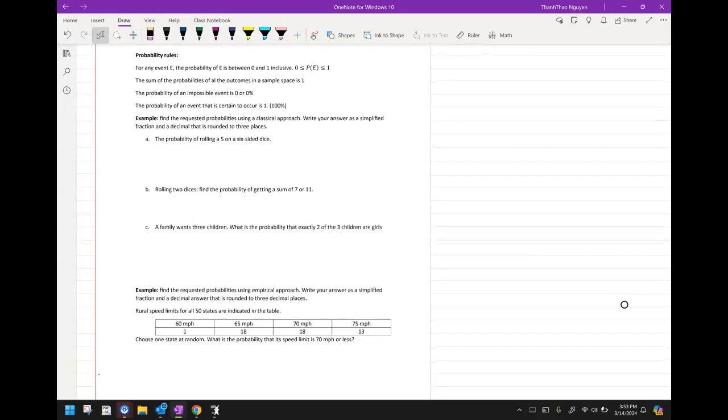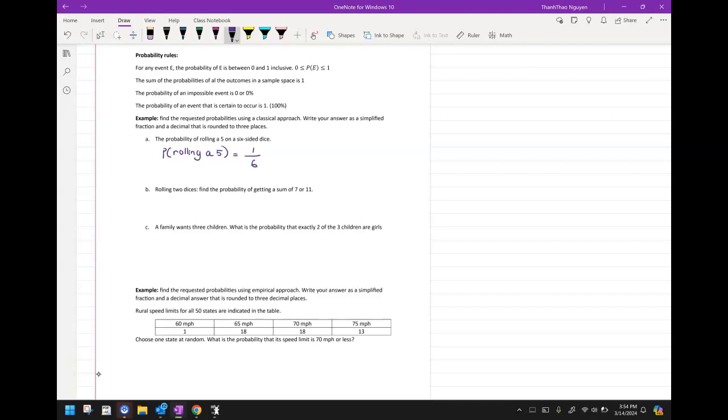For example, find the requested probability using the classical approach. Write your answer as a simplified fraction and a decimal rounded to 3 decimal places. The probability of rolling a 5 on a 6-sided die. There's only one side of the die that has the number 5 on it, out of 6.